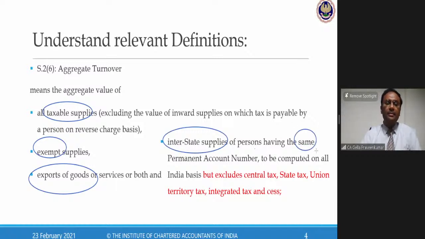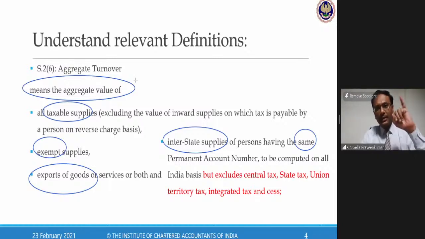Now, this is nothing but my stock transfer. Sir, I'm registered in the state of Maharashtra. I have my branch in Karnataka. From Maharashtra, I did a stock transfer to my branch in Karnataka for goods worth 20 lakhs. Should I consider it for my aggregate turnover? Because they say aggregate value, they're saying that it is nothing but the aggregate of 1, 2, 3, 4. So this is what they're saying.